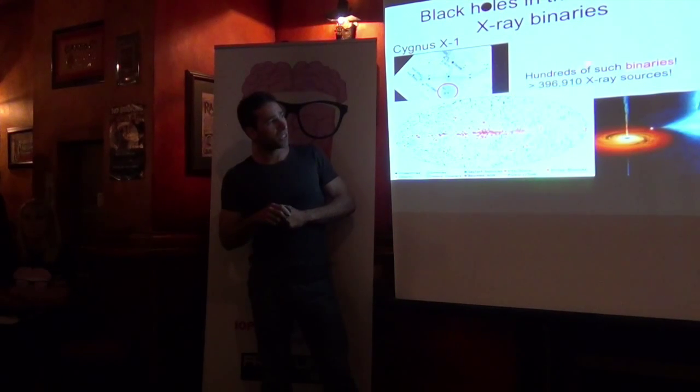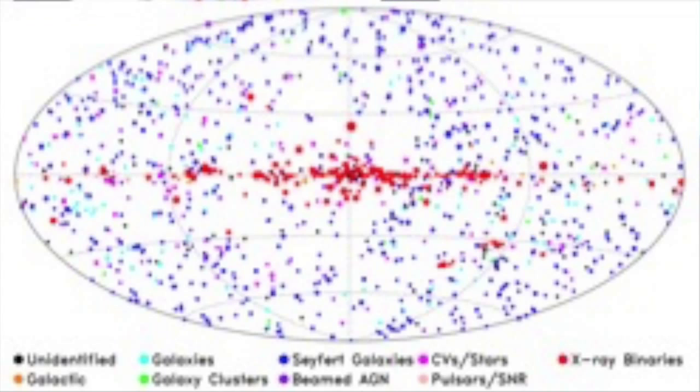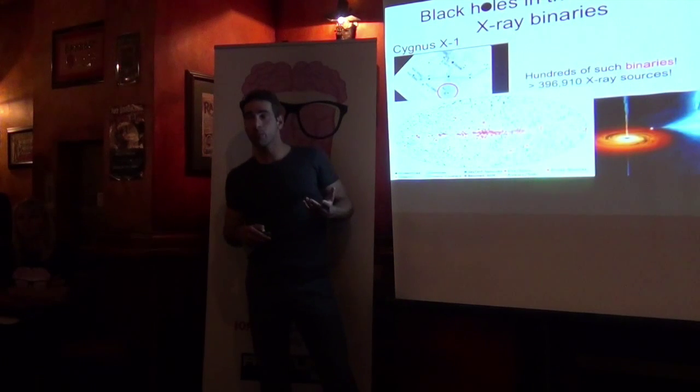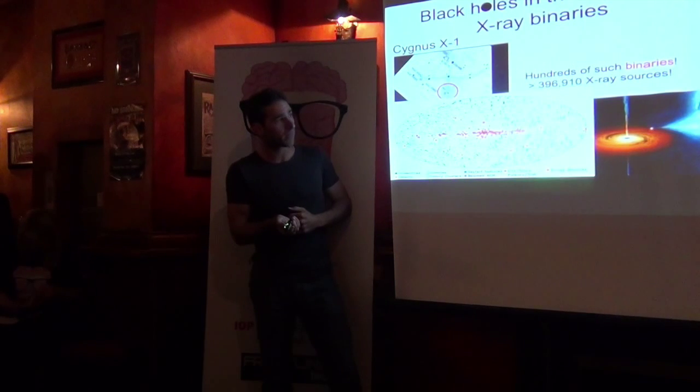And thousands of these are such X-ray binaries as Cygnus X-1. And here's a sky map showing some of these. So focus on the red dots, those are the X-ray binaries. But it seems like we've already found hundreds to thousands of solar mass black holes.